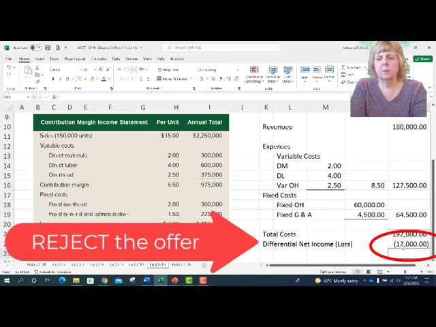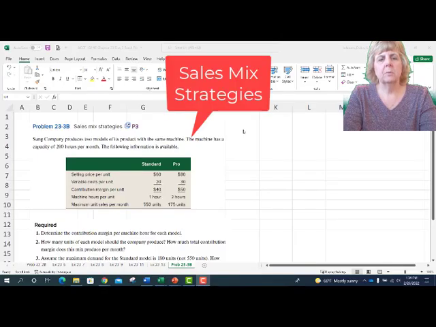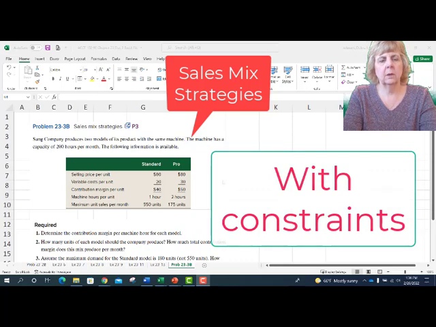And in this case, because we are not even covering our costs by making this special item, we would make the decision to reject. As a final wrap up to the chapter, let's attempt one more sales mix strategy that may have some constraints built into it.